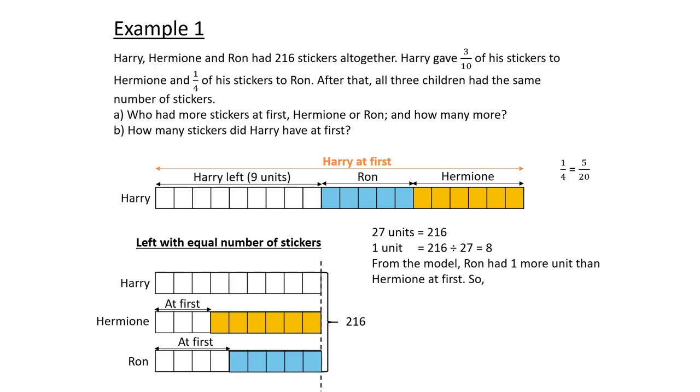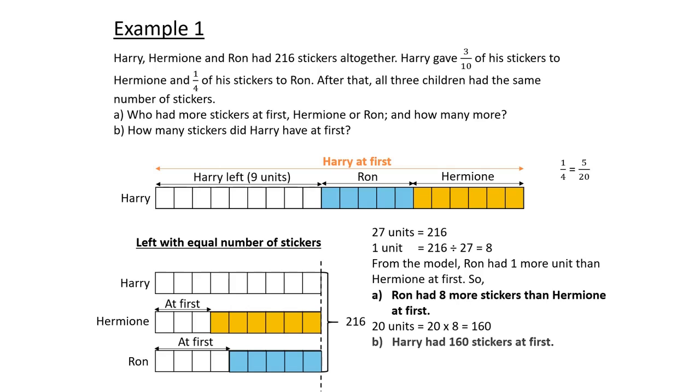We can see from the model that Ron had 1 unit more than Hermione at first, so he had 8 more stickers. Harry had 20 units at first. 20 times 8 equals 160. So Harry had 160 stickers at first.